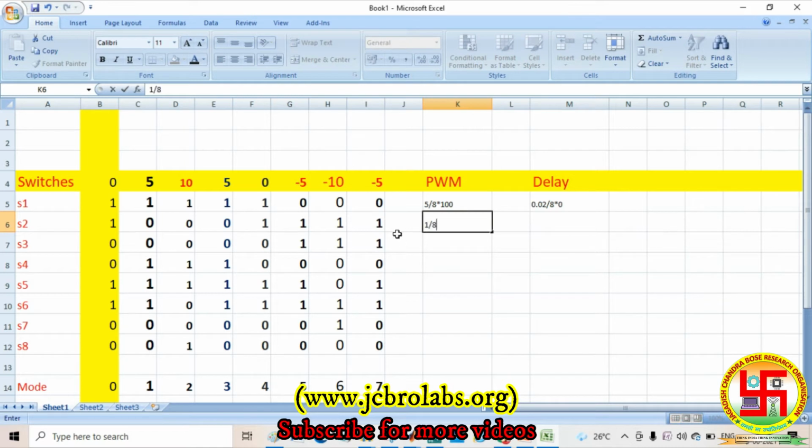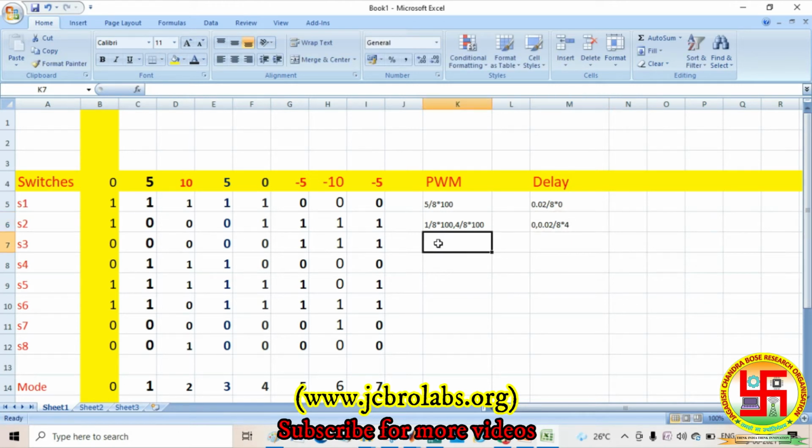One is 1 by 8 into 100. You can observe here, the second pulse width we need to do is 4 by 8 into 100. Now in the first case, when the switch starts at 0 condition, the mode of operation will be 0. So for one switch the delay will be 0, and in the other case 0.02 by 8 multiplied with the mode of operation. Mode of operation is 4 here, so you need to multiply with 4.